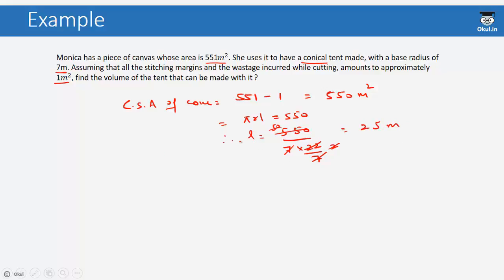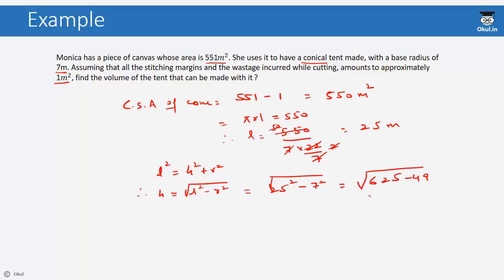So now we have the radius and the slant height, and we can calculate the height of the cone. We have the formula l square is equal to h square plus r square, and therefore h can be calculated as under root of l square minus r square. This is equal to under root of 625 minus 49, which is under root of 576, and under root of 576 is 24 meters. So we have got the height equal to 24 meters.